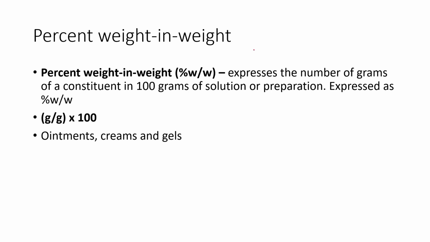Okay, so to get percent weight in weight, you get the weight of your active, usually active po kinukuha, over total amount or total weight of the preparation.